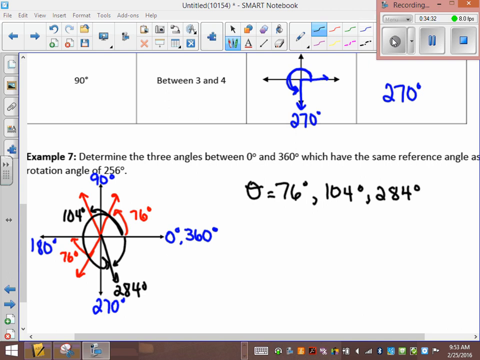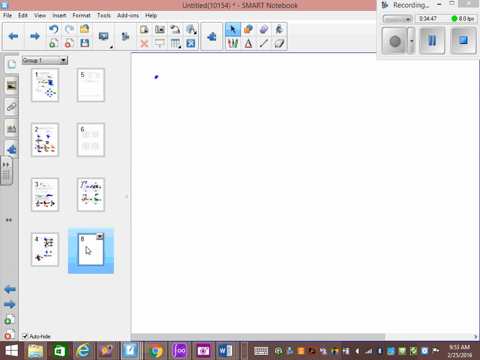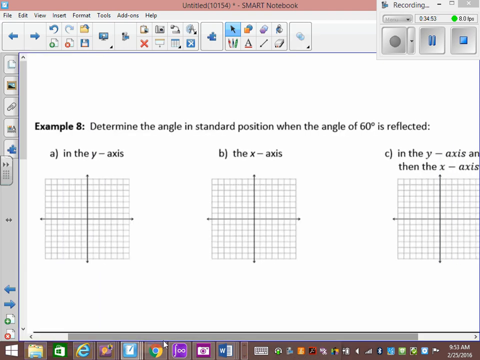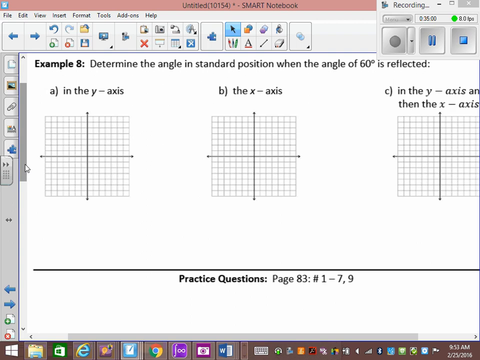Okay? The last example we're doing tomorrow, but if you flip over to the next page, it gives you the practice assignment questions. Look at example 8 for me, please. We're going to do this example tomorrow. It's determining an angle if it's reflected in the x-axis or y-axis. So in the actual homework, any of the questions that talk about reflecting in the x-axis or y-axis, you save till tomorrow. Okay? They're not hard by any means.